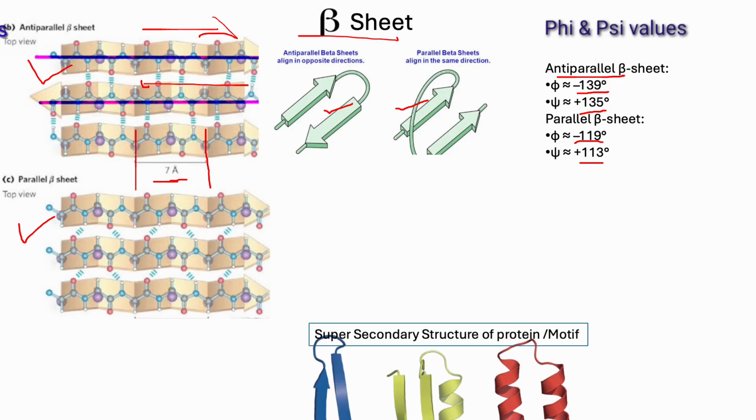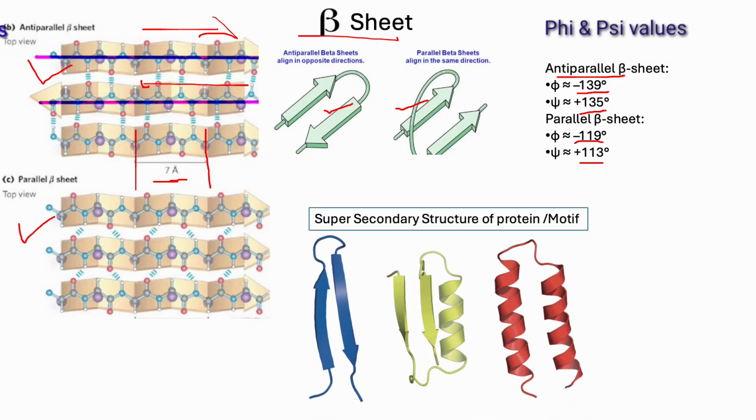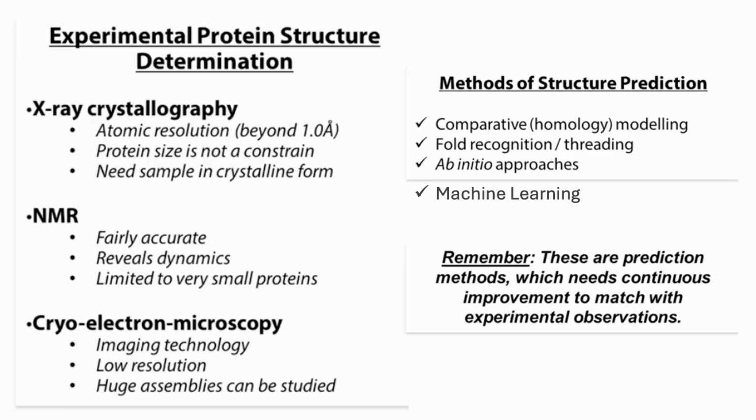Let's talk about another type of structure, which is called super secondary structure. Why super secondary structure? Because it contains more than one element: alpha helix and beta sheet, beta sheet and alpha helix, or alpha helix with a turn or loop. That's why it's also called a motif. I will discuss motifs and domains later. So these are called super secondary structures.